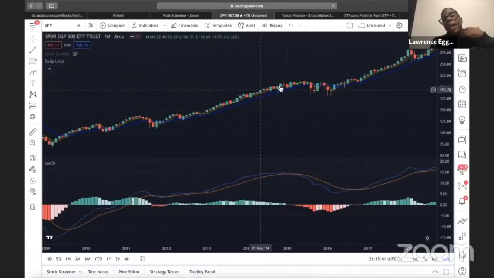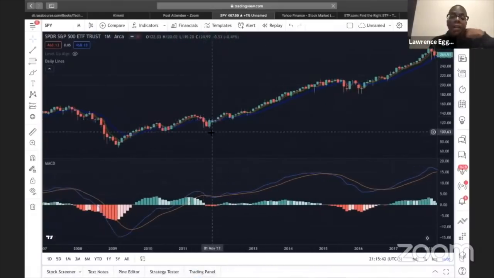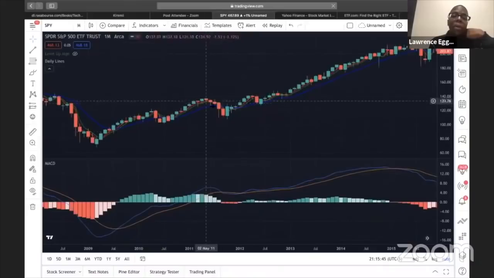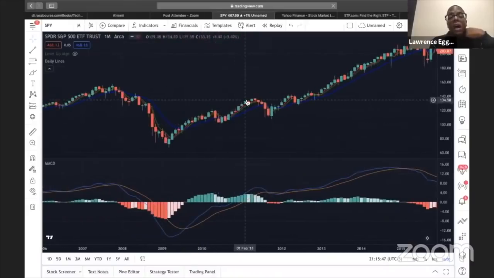So we've seen the markets actually push up. Then as well here, we saw a breakdown. But what do we consistently see? Higher high, higher low, and then continue to move upwards.